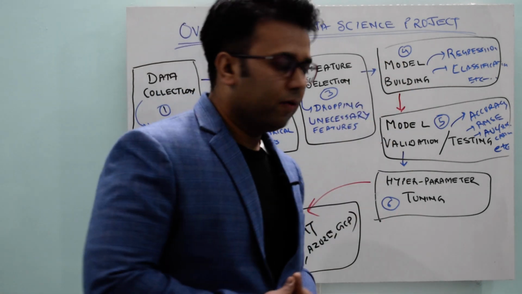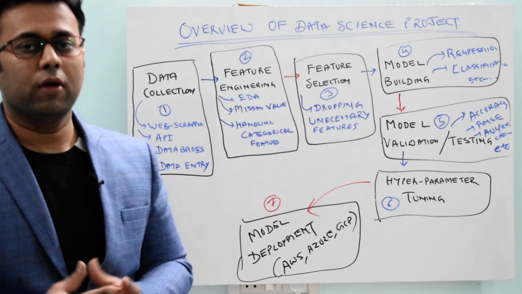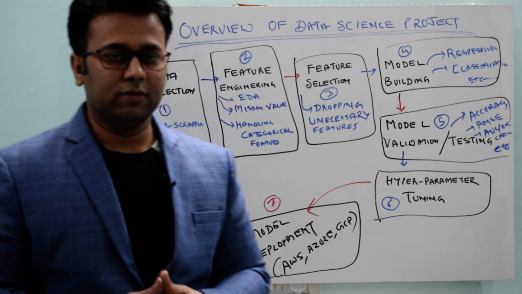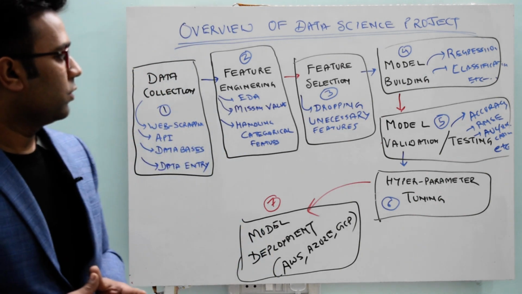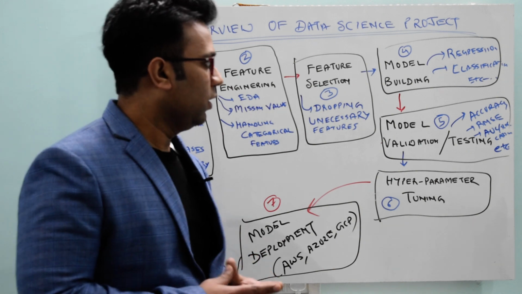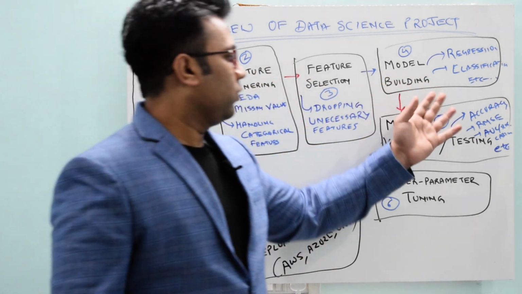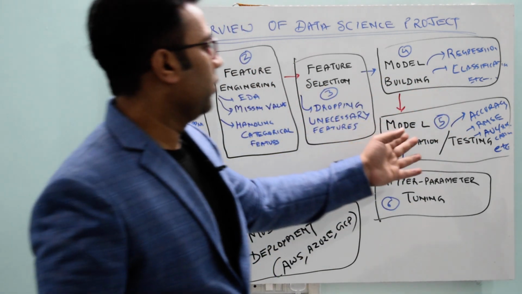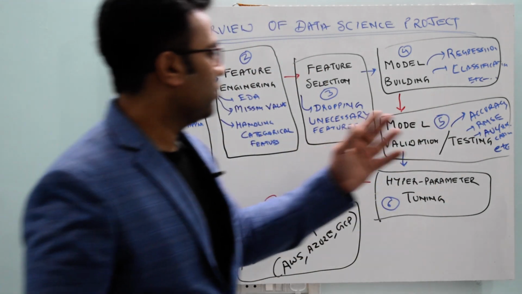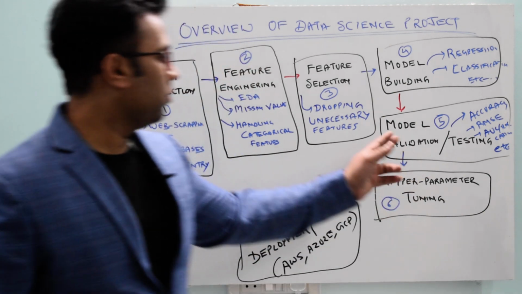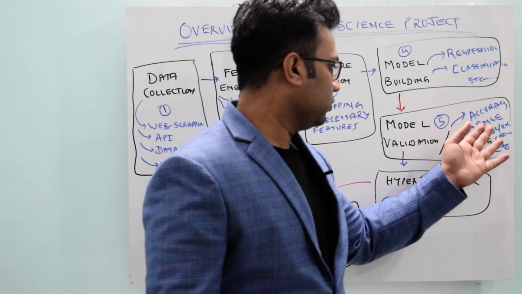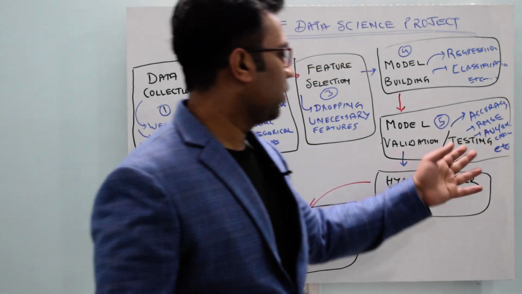Once we build our model, we check the accuracy of our model using various available accuracy techniques. For example, for regression we can use root mean square error, etc. So basically the accuracy is checked in the fifth step, which is model validation or model testing. In this we can use, as I mentioned, RMSE, AUC, ROC curve, etc.